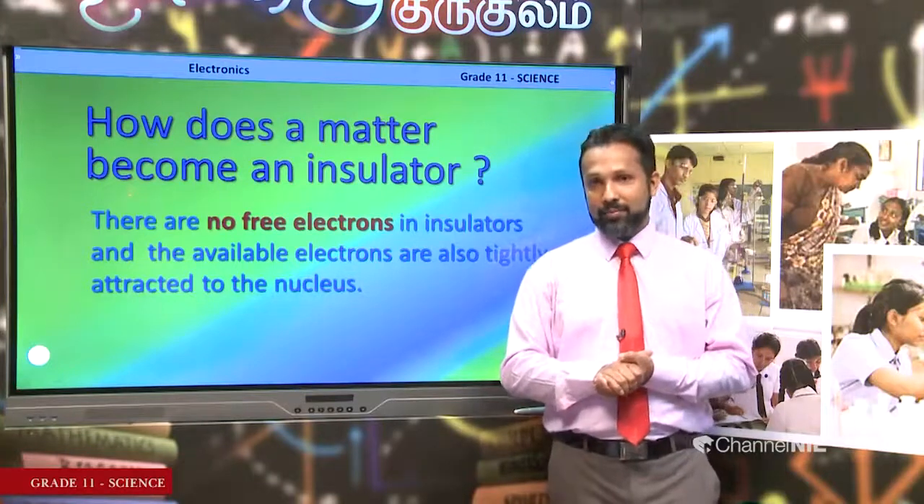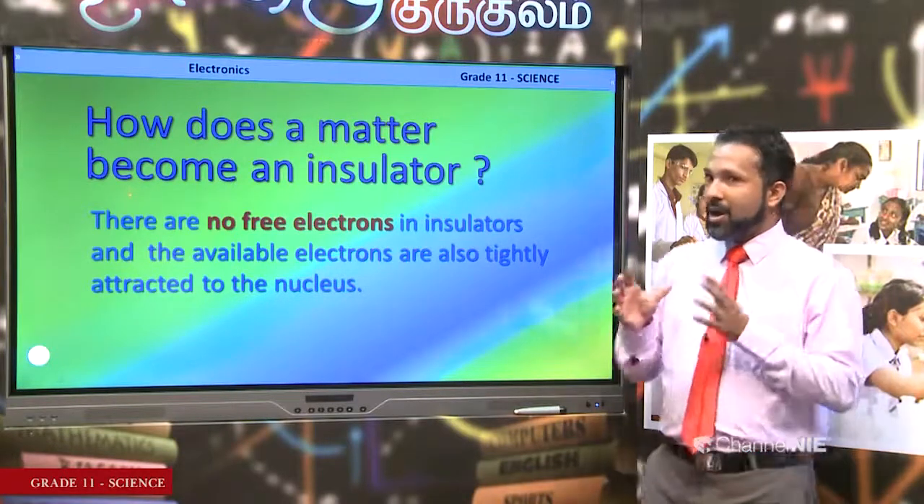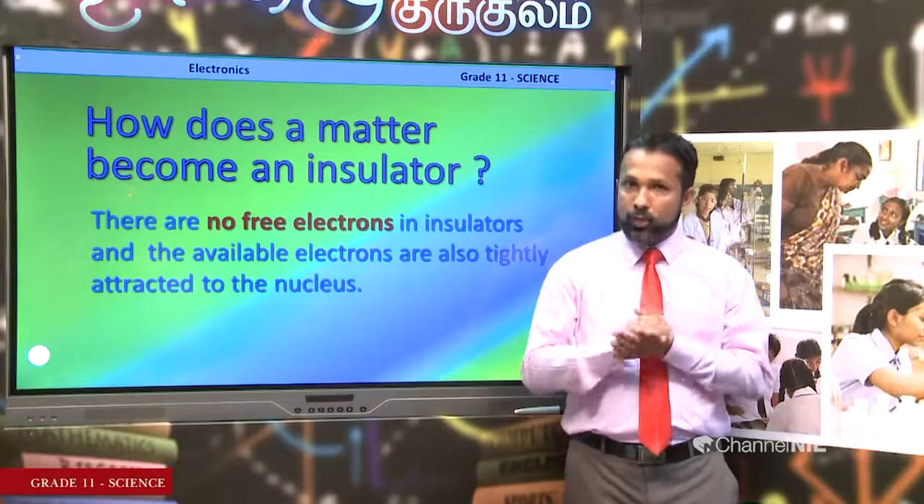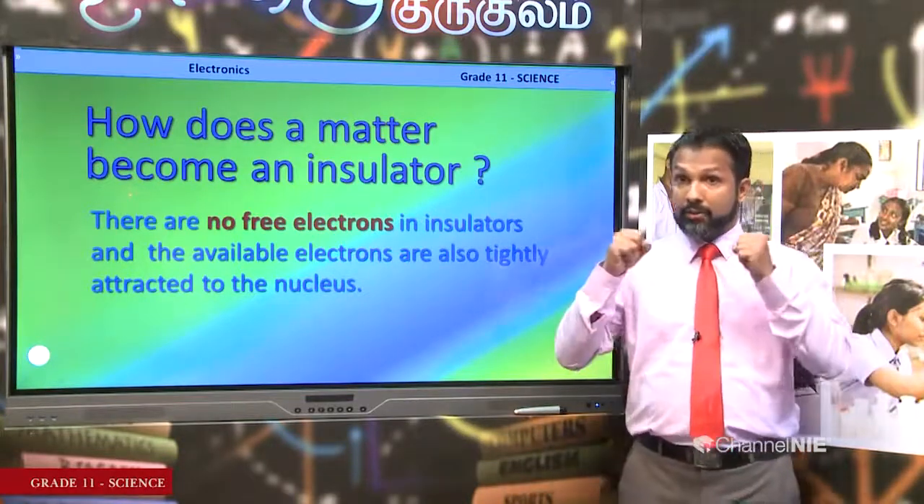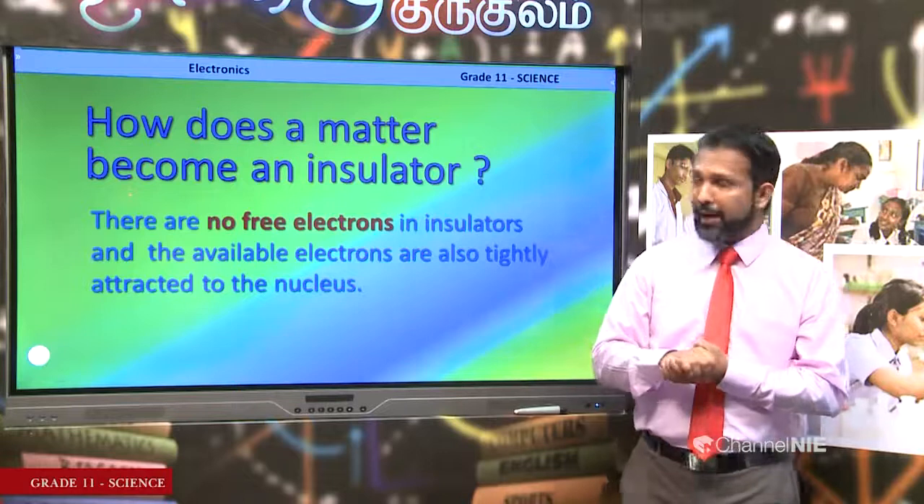Then we studied conductors, how does a matter become a conductor? Now let's focus our attention on insulators. How does a matter become an insulator? My dear children, there are no free electrons in insulators, and the available electrons are also tightly attracted to the nucleus. You know that electrons lie around the nucleus. The nucleus is positively charged. As a result, negatively charged electrons are tightly attracted to the positively charged nucleus at the center of the atom.